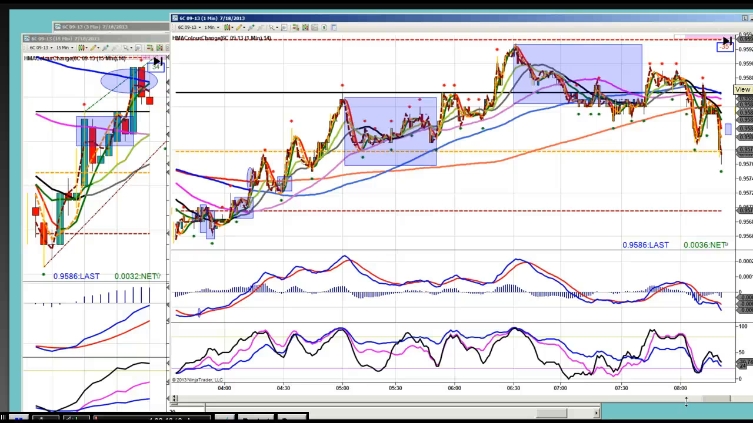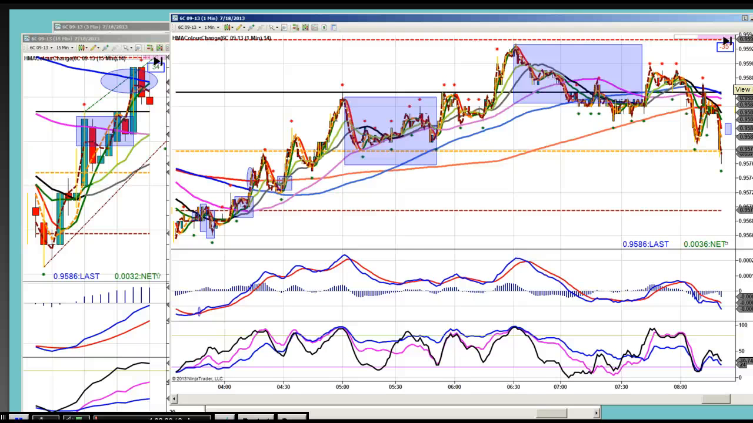Does anybody have any questions before I move on to the next point? I think we've pretty much covered all that we need to know in terms of moving averages and pivots.